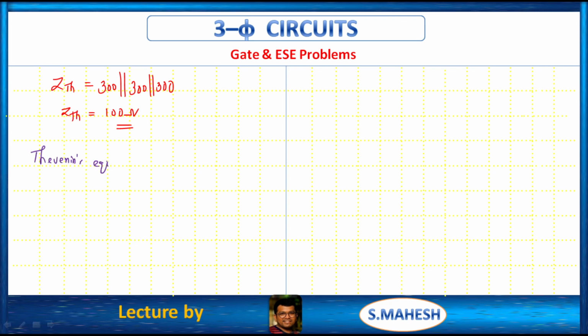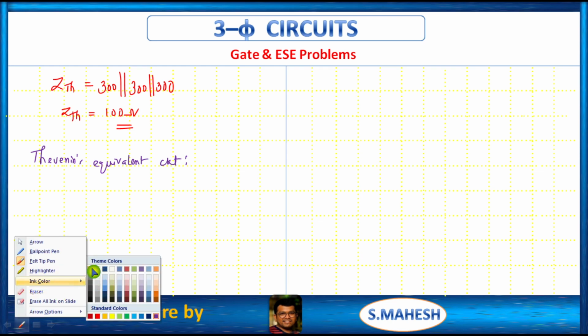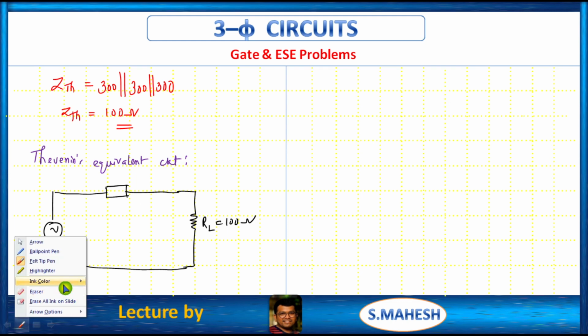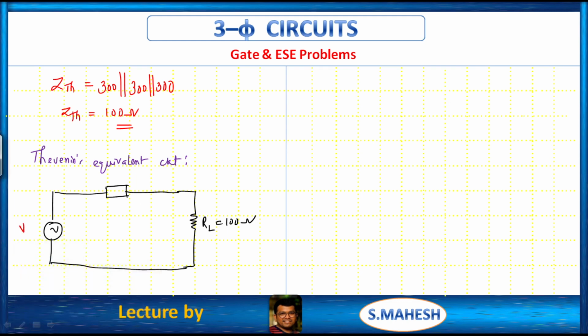Next we have to get Thevenin's equivalent circuit, that is, Thevenin's voltage connected in series with Thevenin's impedance. In addition, we have to reconnect the removed load branch. What is that? That is RL, which is equal to 100 ohms. This is ZTH. This is VTH. This is ZTH, right? That's it. Finally, we have a current.